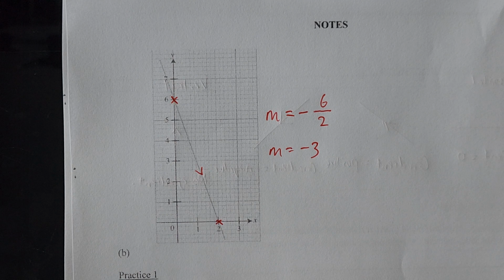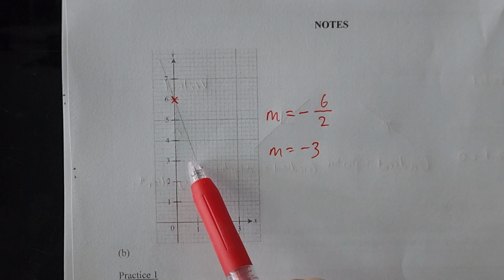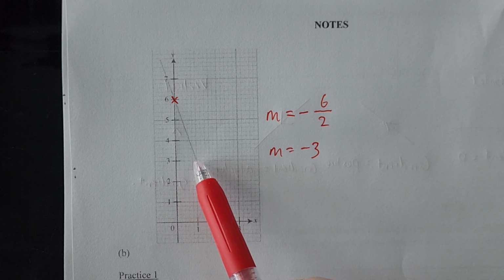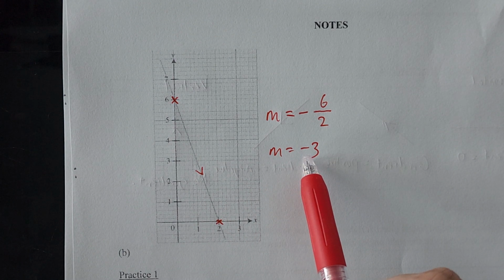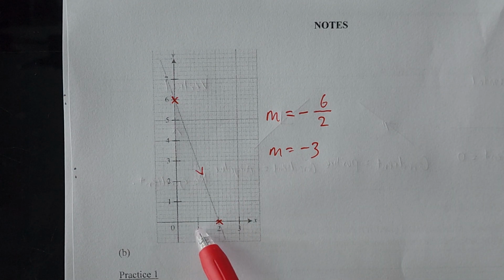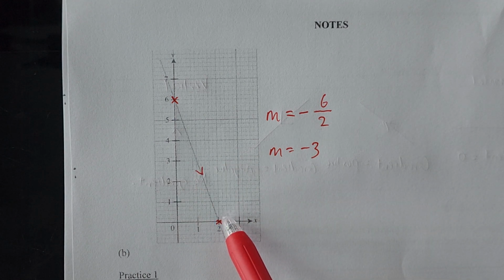And 3, why 3? Because at 0, it's at 6. At 1, you see it is at 3. When I move 1 unit to the right, my change in height is negative 3. Remember the definition of gradient. So when x equals 1, it is at 3. When I move another unit to the right, the height goes down by another negative 3. So every 1 unit I go, it goes down by negative 3. This is basically what gradient means.